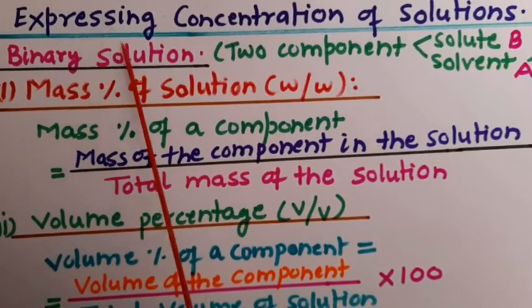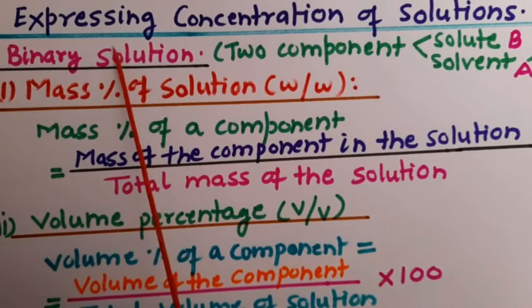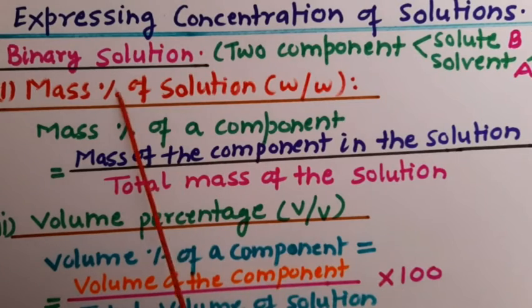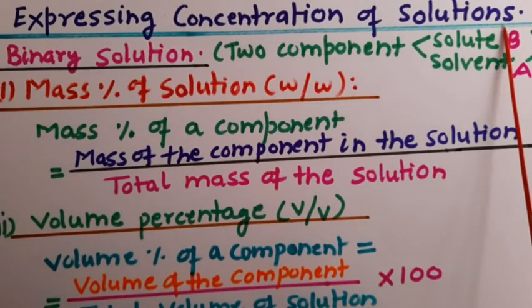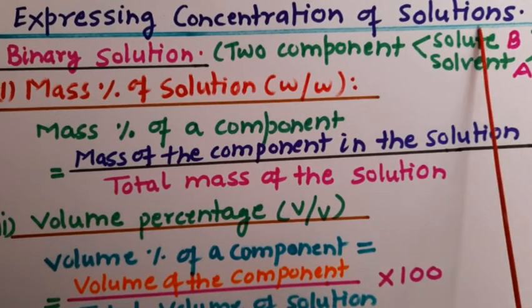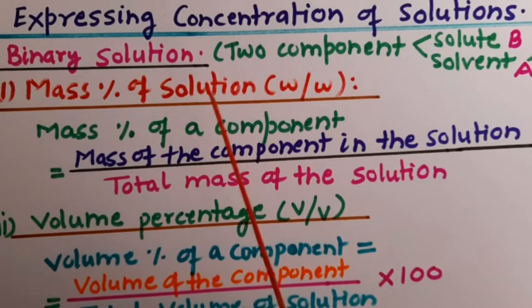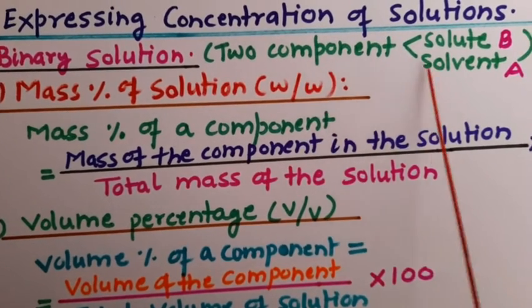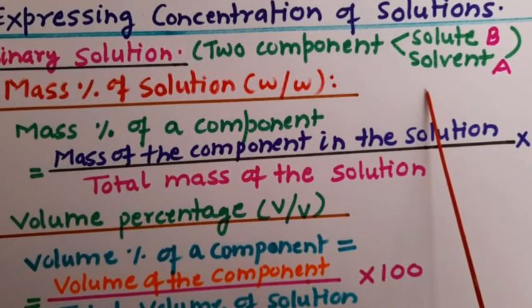Let us study the ways by which we can express the concentration of a solution. Now, first of all, define what is solution. Solution is a homogeneous mixture of two or more components. Now, let us take binary solution today, where there are only two components, solute and solvent.